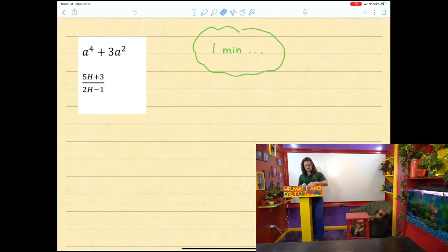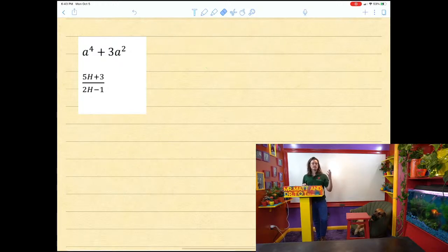Okay, so let's look at this first problem. We have a power of 4. After the third power, we technically have names for these, but it's less common to use them. When the exponent is 2, we call it squared. When the exponent is 3, we call it cubed. 4 actually does have a name. It's the quartic power, but we usually would just say raised to a power of 4.